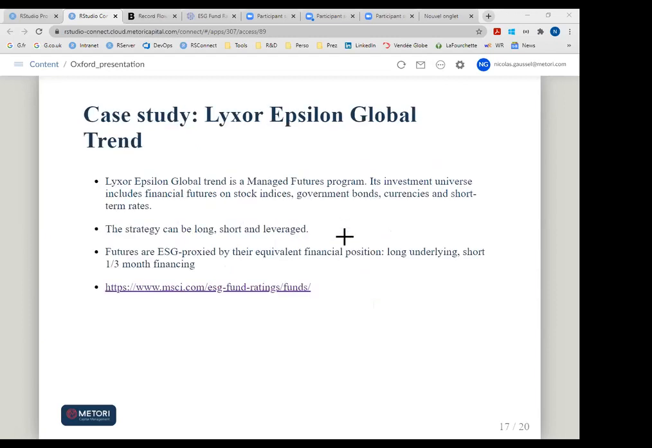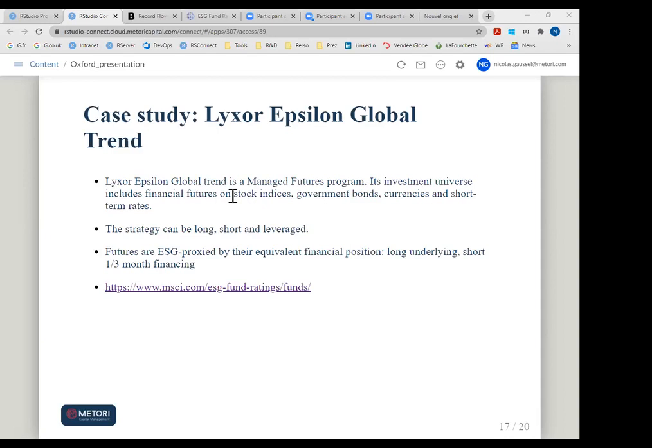So let's now move to a case study, which is our fund. One of our funds is on the Lixor platform. It's a managed futures program, which means it's a fund invested in futures. And for that specific fund, it's invested only in financial futures: stocks, government bonds, currencies, and short-term rates, no commodities.